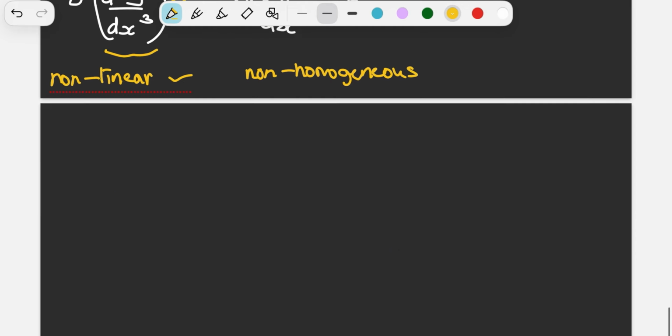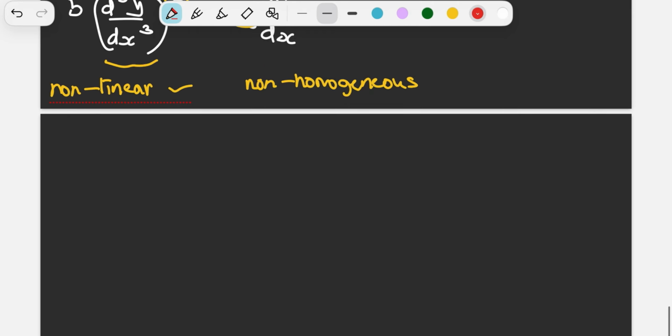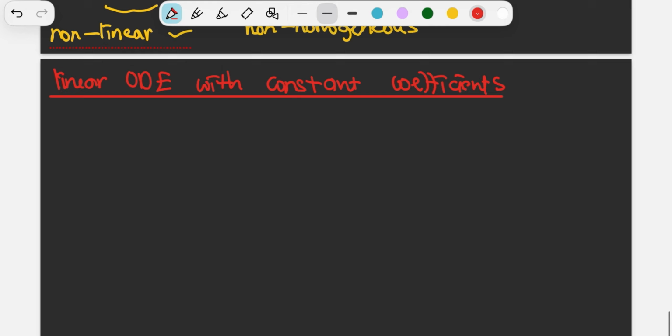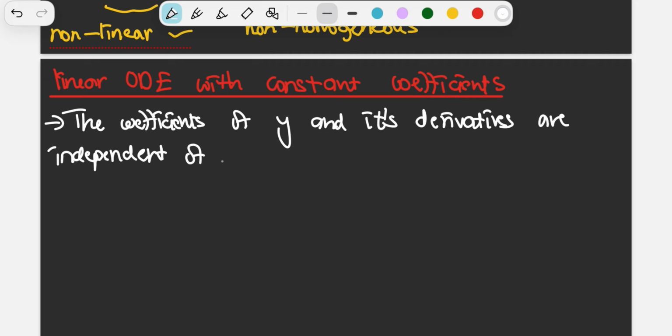Okay. Another way you can describe an ODE. So now if I give you an ODE, you can tell me that this is a nonlinear, non-homogeneous ODE, or this is a nonlinear, homogeneous ODE. Another way you can describe what type an ODE is: it is a linear ODE with constant coefficients. So the coefficients of y and its derivatives are basically independent of x. That's what this means.